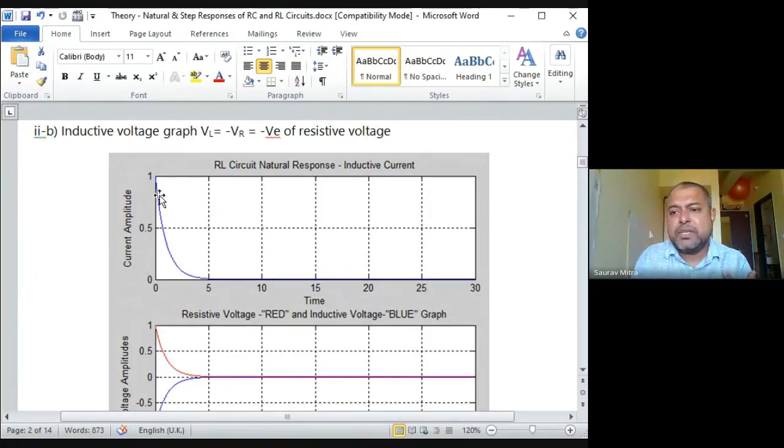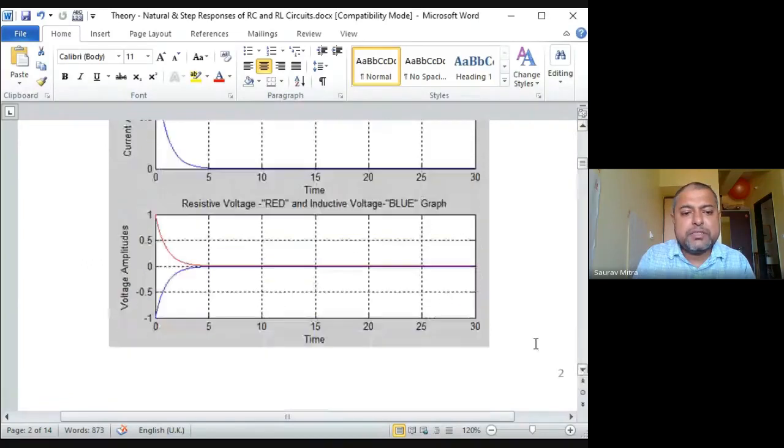The inductor was charged initially up to a certain value by some external forcing function, and then the forcing function was cut, and we are checking how the inductive current is falling. You are going to find this is the way the inductor's current is falling. So the name is RL circuit natural response. And two more things, voltages you can check. The red voltage is the inductive voltage, it is falling, and the blue voltage is the resistive voltage, which is increasing. Initially the inductive voltage was positive high, so it is coming from positive high to 0.